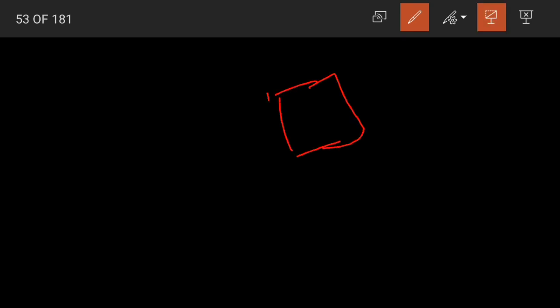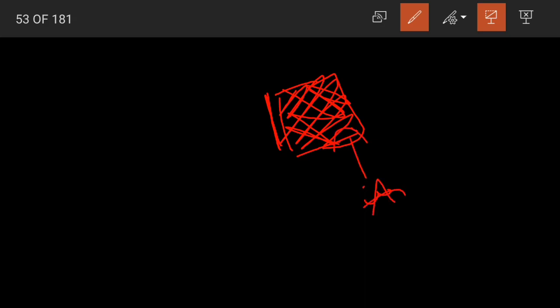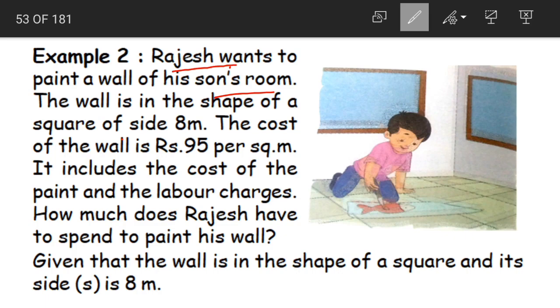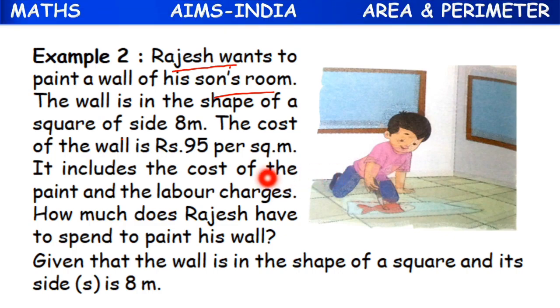And what does he want to do? He wants to paint. Now here by painting the wall means, do we paint on the borders or do we paint the entire area? We will paint the entire wall. Yes. So as we are painting the entire wall, we need to find out the area of the wall. And what is this wall in the shape of? It is in the shape of a square. What is the area of the square? Area of the square is S into S. S means length of the side.